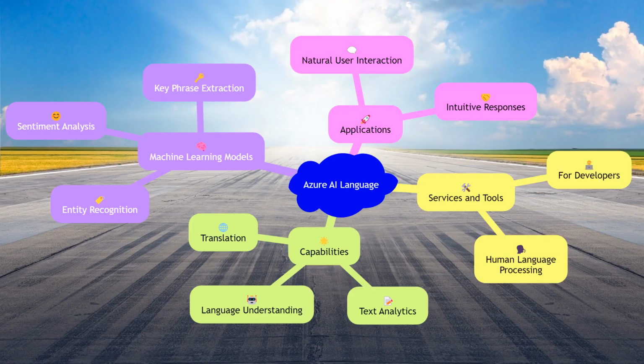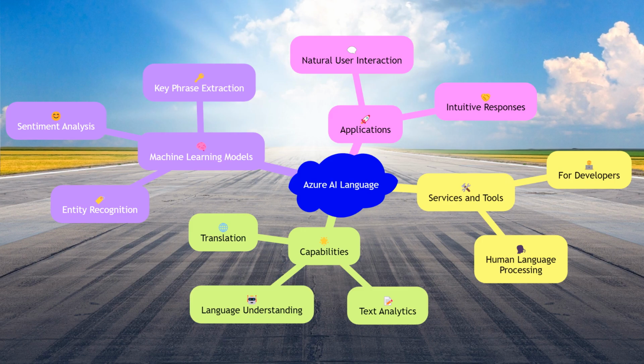Azure AI Language is a suite of services and tools provided by Microsoft Azure that enables developers to build applications that can understand and process human language. It includes capabilities such as text analytics, language understanding, and translation. Azure AI Language leverages machine learning models to perform tasks like sentiment analysis, key phrase extraction, and entity recognition. By using Azure AI Language, developers can create applications that can understand and respond to user inputs in a natural and intuitive way.